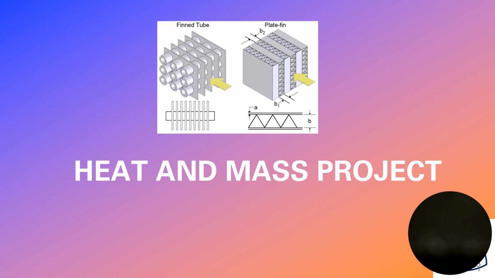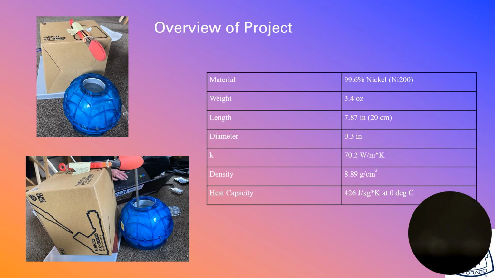This video explains a group project done for a heat and mass class at Colorado School of Mines. The purpose behind this project is to compare an analytical transient or unsteady state fin solution to experimental data collected, and that is used to determine the heat transfer coefficient.